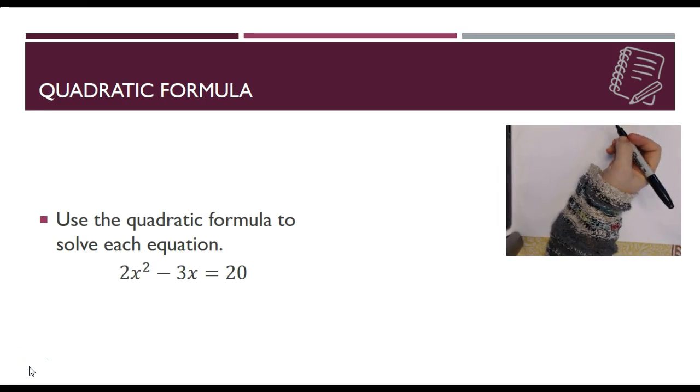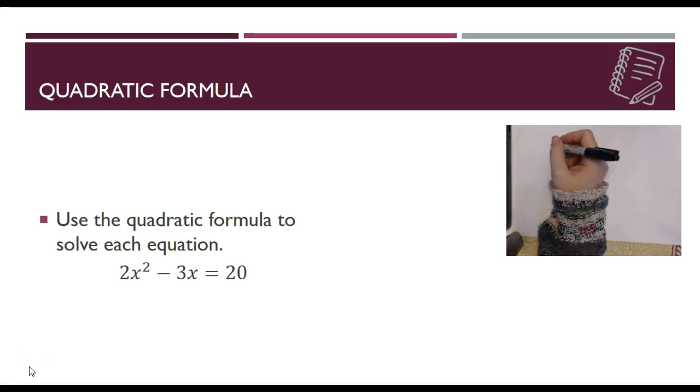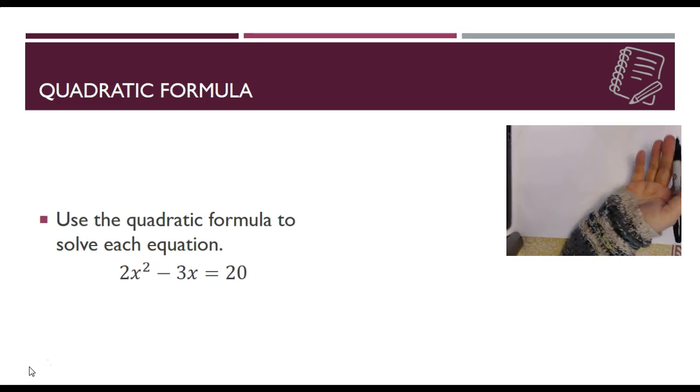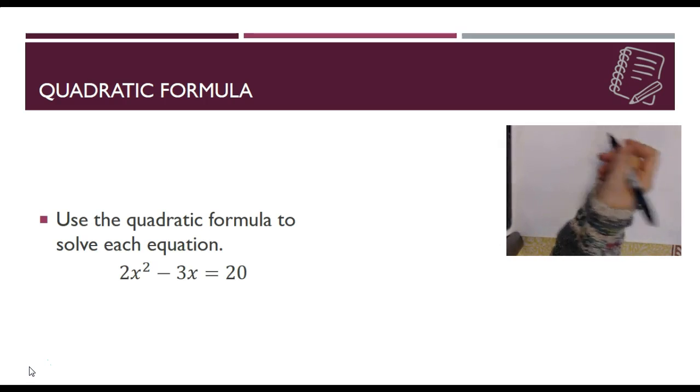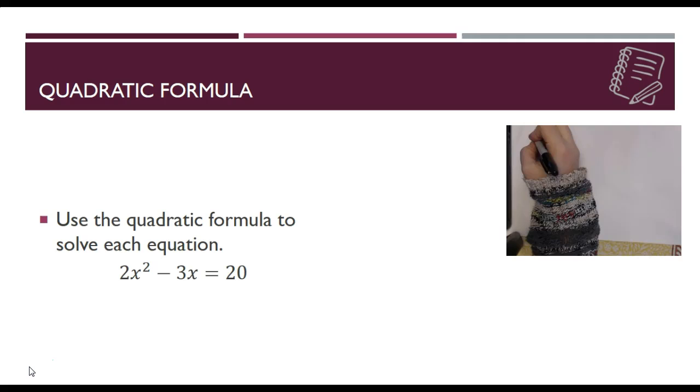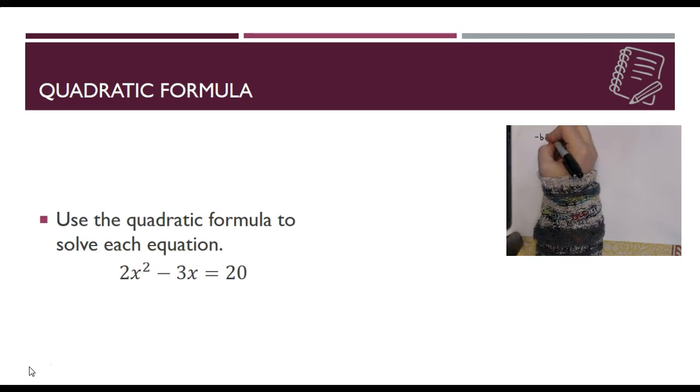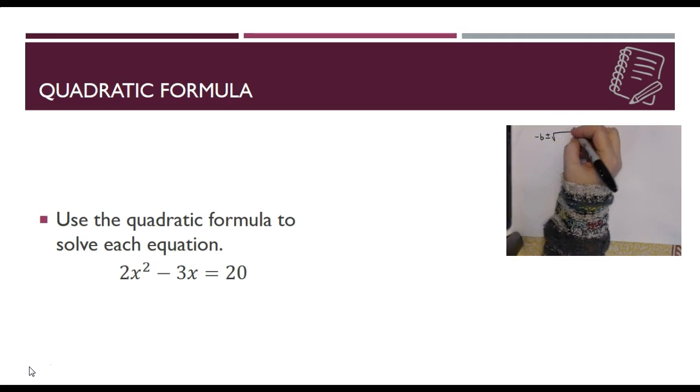So the next one is probably the easiest way. You should be able to use your quadratic formula to solve any quadratic equation. Any equation can be solved with your quadratic formula. So anytime you have a quadratic, if you don't feel like completing the square, if you don't feel like factoring or any of the other methods you've been taught, you can go ahead and use the quadratic formula and it will solve your equation for you.